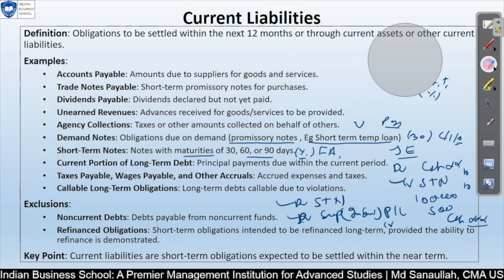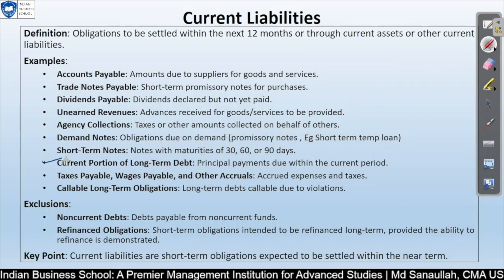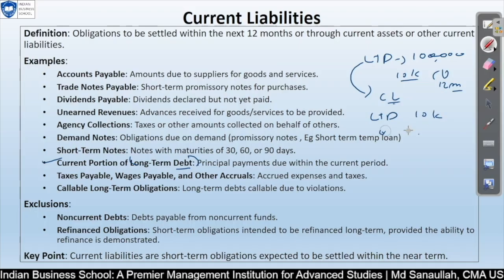We have explained enough. Now we will learn about the current portion of long-term debt. As the name suggests, this is long-term. Suppose your long-term debt is somewhere around 1 lakh. Out of that, 10,000 you need to pay this year within 12 months. So that portion will move from long-term debt to your current liability section. You pass a reclassification entry: debit your long-term debt for 10,000 and credit your current liability for 10,000. This is how you can pass a reclassification entry. Now it is coming in your current liability section. Earlier it was in your long-term debt.